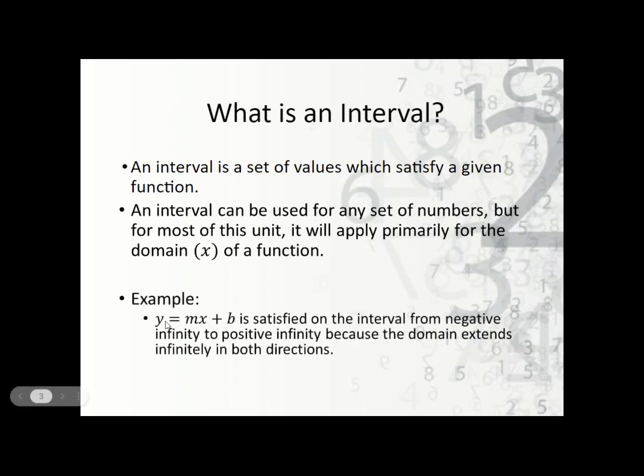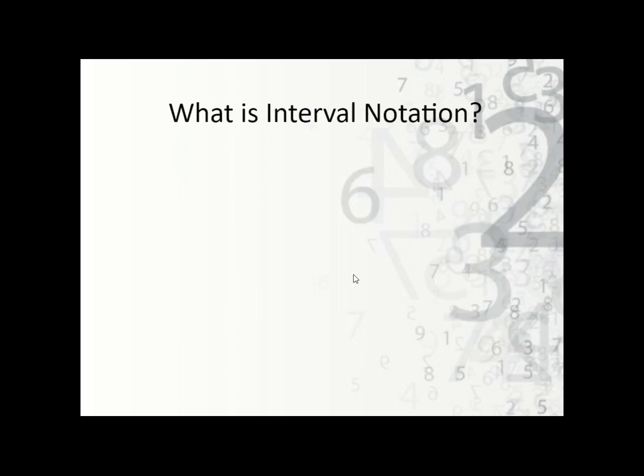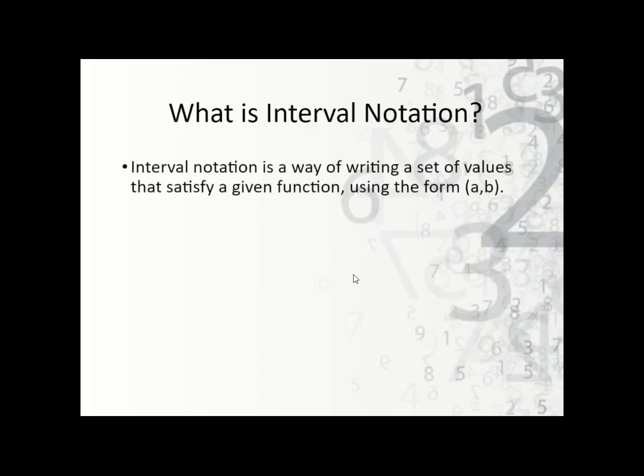For example, we have y equals mx plus b, which is a linear function, and it's going to go from negative infinity to positive infinity because it goes forever in both directions. So that would be an example of an interval. So interval notation is a way of writing values using the form parentheses a comma b. So where this value here, a, represents the lower boundary, so wherever it stops on the left side, and then b represents wherever it stops on the right side.